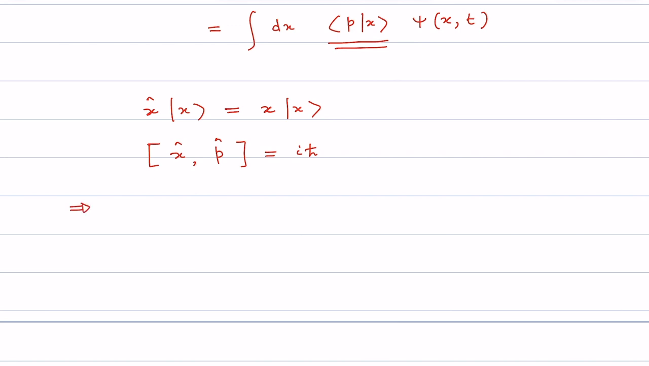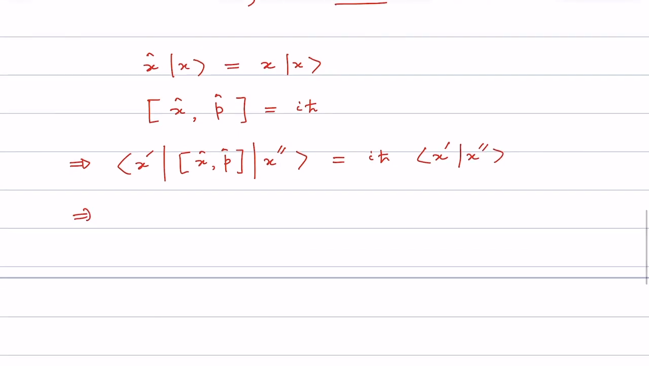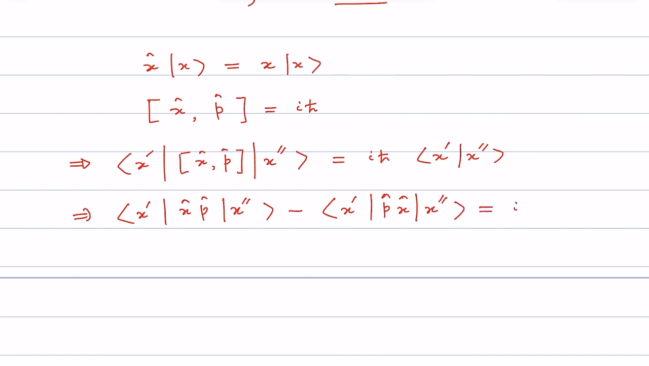Now let me do one thing. From both sides, let me take the inner products. Let me multiply this expression on the left by <x dash| and on the right by |x double dash>. Then I have i h cross <x dash|x double dash>, and this I can write as <x dash|x p|x double dash> minus <x dash|p x|x double dash>. This is basically expanding the commutation relation, and on the right hand side I have i h cross, and this quantity is the Dirac delta, that is delta of x dash minus x double dash.